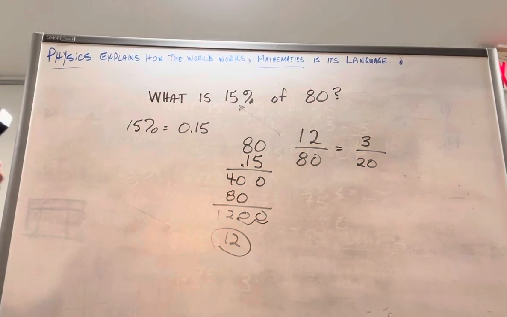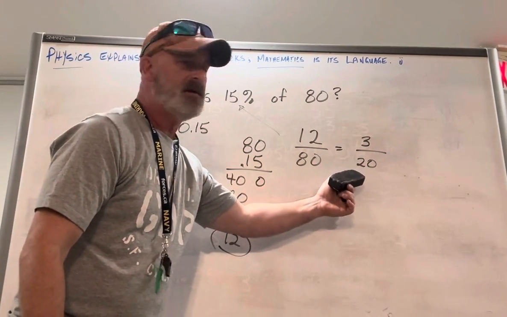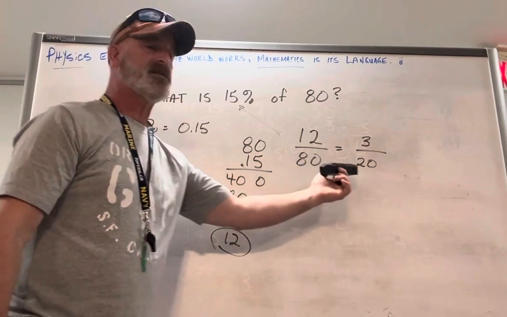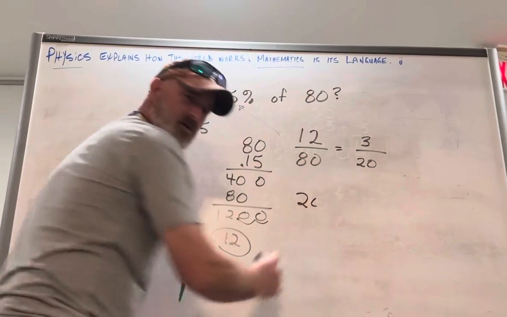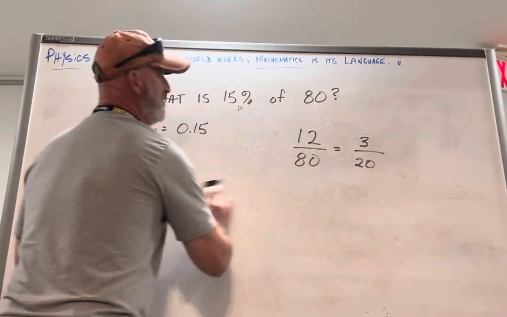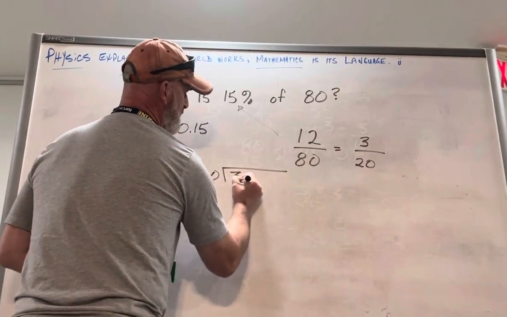So now all we have to do to prove that 12 out of 80 is the same as 3 out of 20, is the same as 15%, is the same as 0.15, is simply divide it. 20 goes into 3. Let's do it. You know what? Let's make this disappear and divide 20 into 3. Oh my goodness, we can't do that. 20 doesn't go into 3.